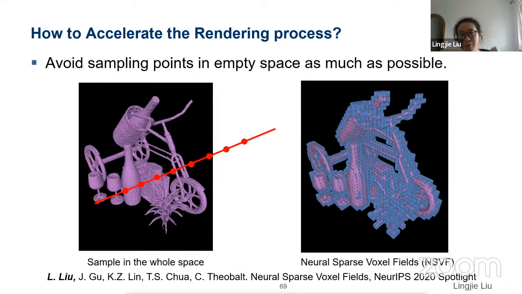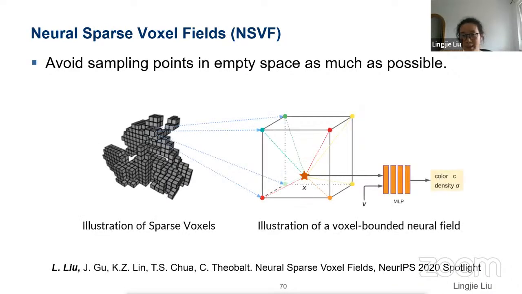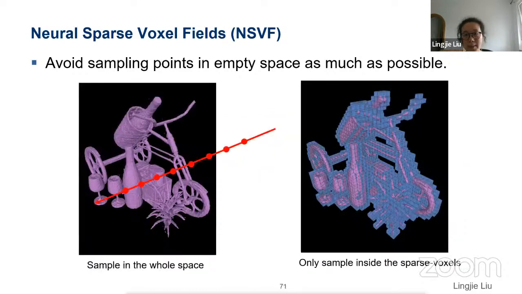We proposed a hybrid representation called neural sparse voxel field, or NSVF for short, which combines the neural fields with an explicit representation, a sparse voxel grid. Specifically, instead of modeling the entire 3D space with a single function as done in NeRF, NSVF defines a set of voxel-bounded neural fields to model the local properties in each cell. You can regard each cell as a local neural field. With NSVF, we only sample points inside the non-empty voxels. Thus, the rendering process is more efficient.